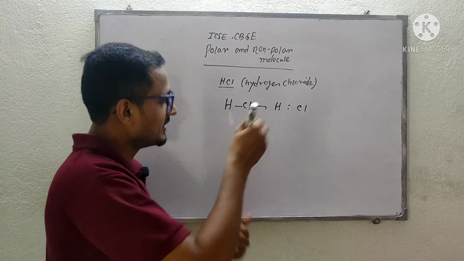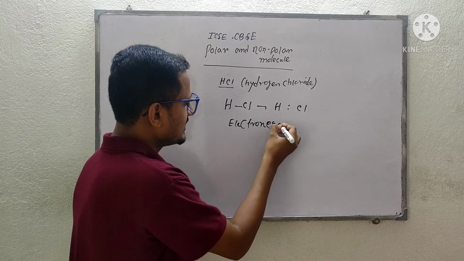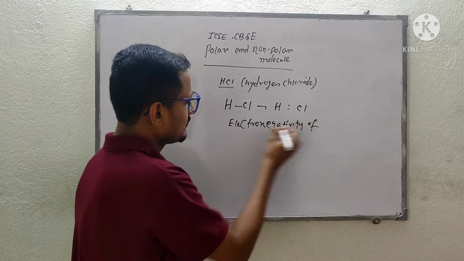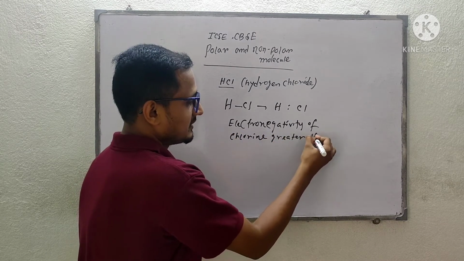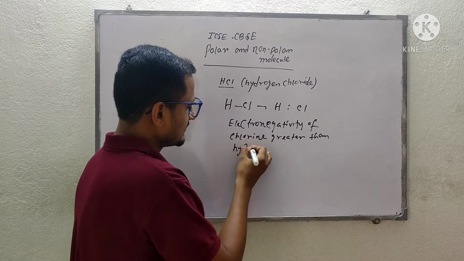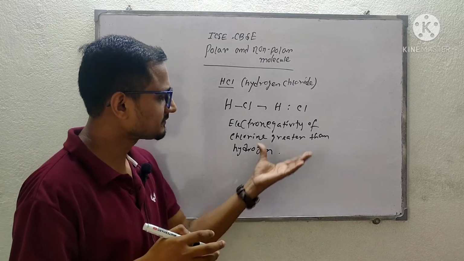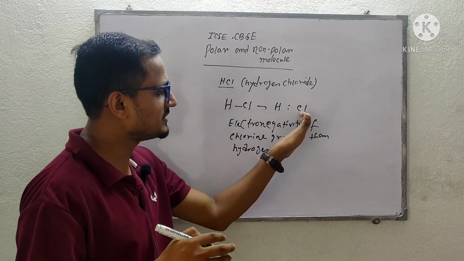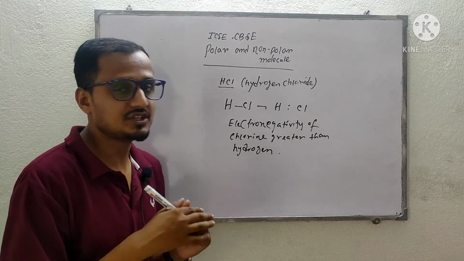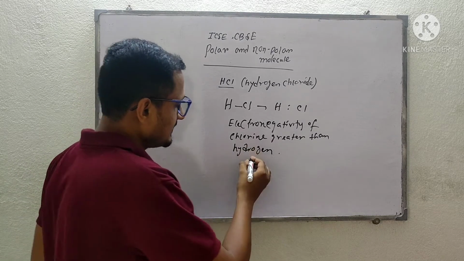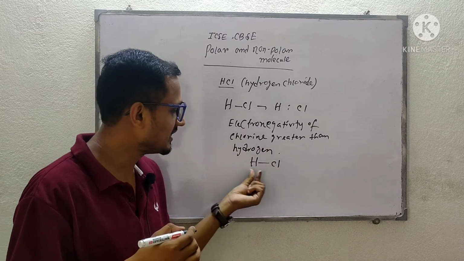But here the electronegativity of chlorine is greater than hydrogen. Now, when there is a difference between the electronegativity of two atoms in a covalent bond, there will be charge separation. How? Because see, in HCl, the chlorine has higher electronegativity than hydrogen.